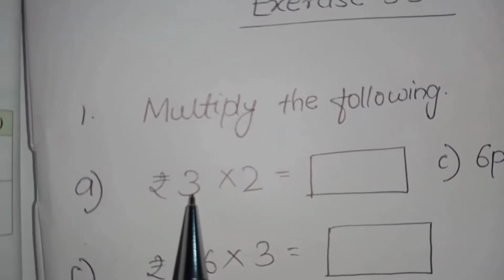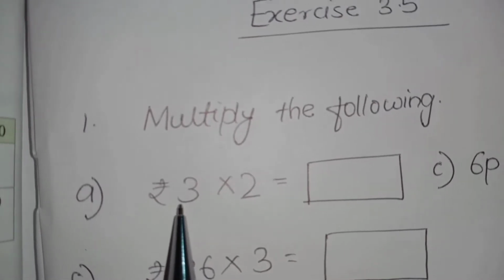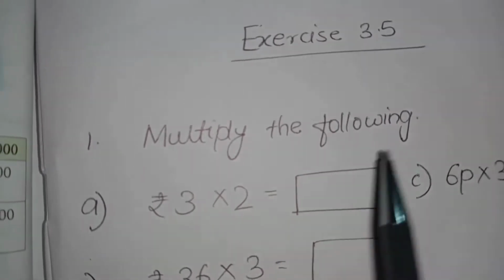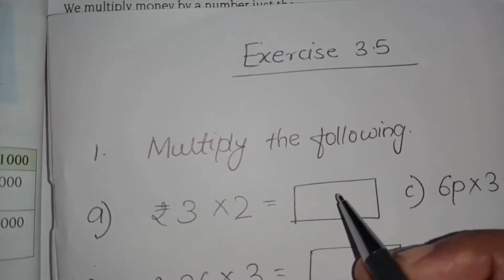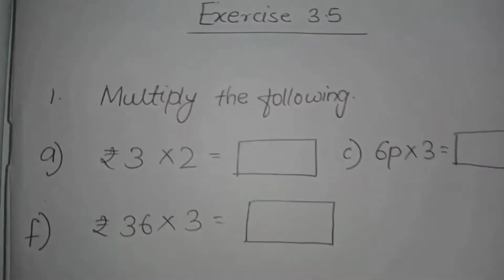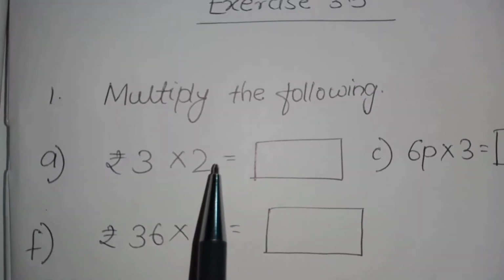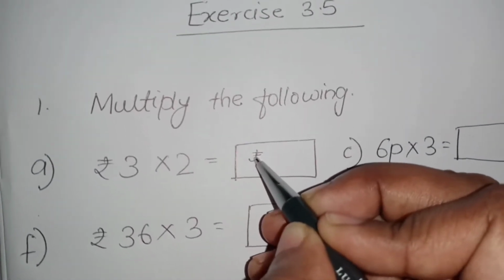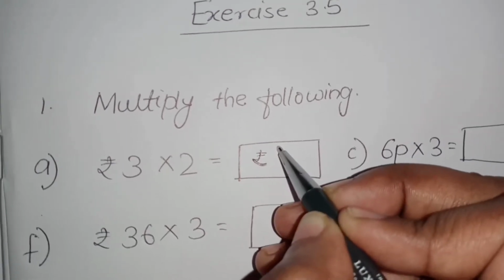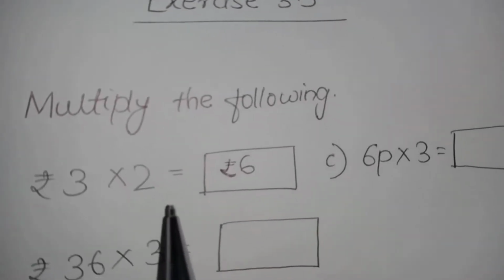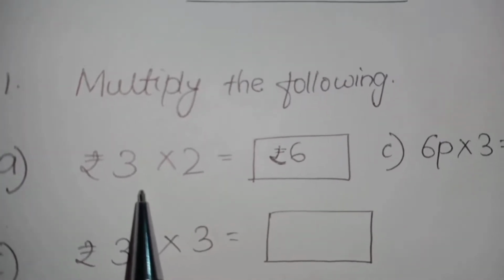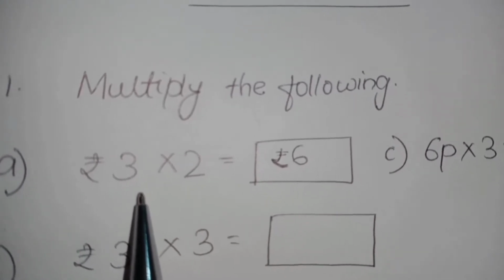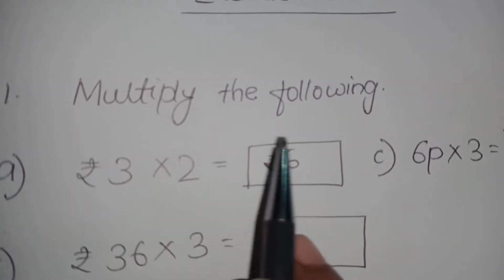So you know the 3 table, so what is 3 into 2? It is 6. 3 ones are 3, 3 twos are 6. So rupees 3 into 2 is how much? Rupees 6. Okay, so I'll write here the symbol, because we are doing it for rupees. So rupees 6. You have seen the multiplication of money is also so easy. It is the same way how we do the multiplication of a number. So 3 twos are 6 and we have to put the symbol of rupees.